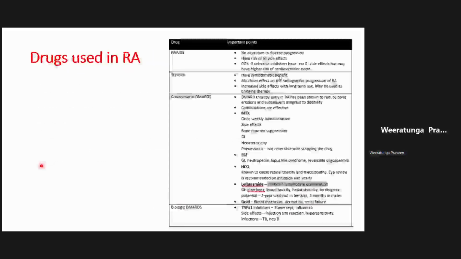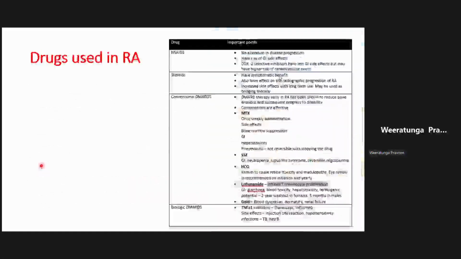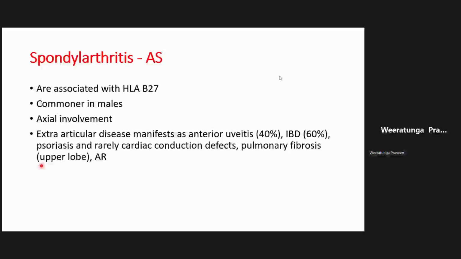Okay, right. Any questions about rheumatoid arthritis? So I've summarized the management. They won't ask much detail, children. These are very complicated areas in medicine, very specialist areas, so they'll just ask the basics.